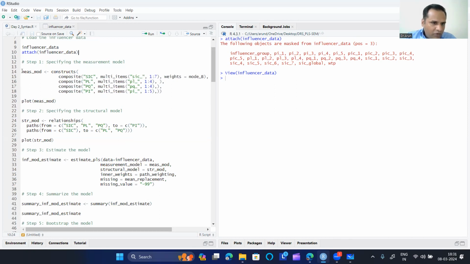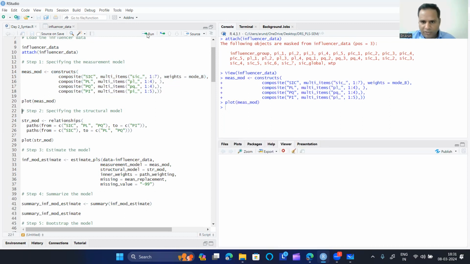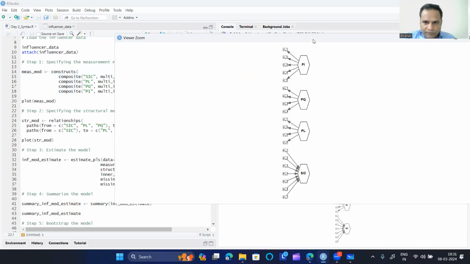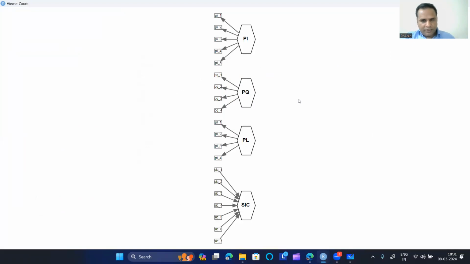So I'm running line number 14, which is specifying the measurement model. I just select and run this. Okay, data is loaded. Now you can plot the measurement model. Let me plot the measurement model, and let me zoom this. The moment I plot the measurement model, friends, here itself you can make sense.